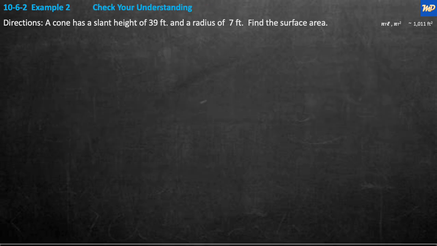Example 2, check your understanding. A cone has a slant height of 39 feet and a radius of 7 feet. Find the surface area. Your job, go ahead and give it a shot. When you get back, we'll do it together.